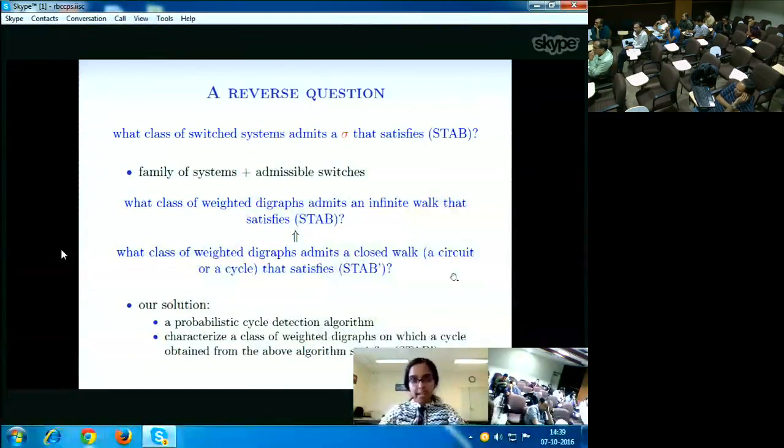Now, when we are looking for a class of weighted digraphs, we will characterize this in terms of connectivity and weights. In particular, we will provide a two-step solution. In the first step, we will give a randomized algorithm that detects a cycle on a digraph, and then we will identify the class of connectivity and weights on this digraph that guarantees that a cycle obtained from our algorithm satisfies this condition. It's interesting that we will now talk about classes of weighted digraphs, which will correspond to classes of switch systems, in contrast to the previous problem where we were given a switch system and we were characterizing classes of switching signals. In particular, we will characterize these weighted digraphs in terms of their statistical properties. So let's begin with the randomized algorithm.